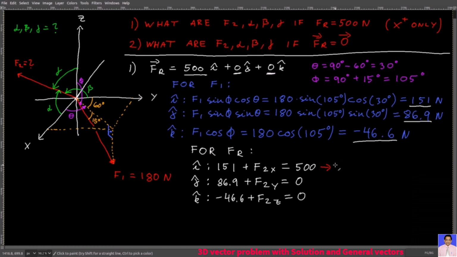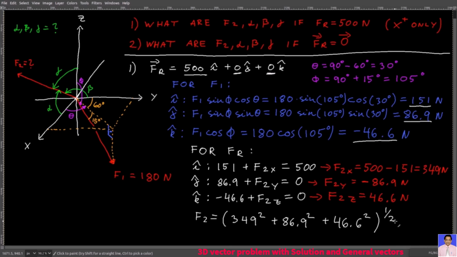So from here I can calculate my F2x, which is 500 minus 151, that's 349 newtons. Then F2y equals minus 86.9 newtons. And F2z equals 46.6 newtons. And so you have your three components for your F2 vector. And now the magnitude of F2 vector, that's just this 3D Pythagoras theorem, and that gives you 363 newtons.